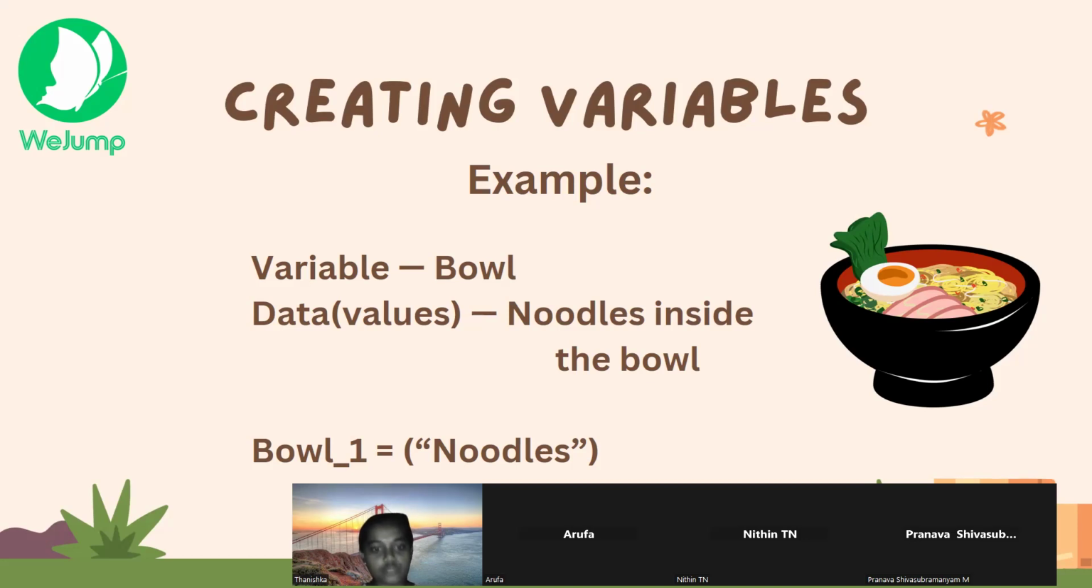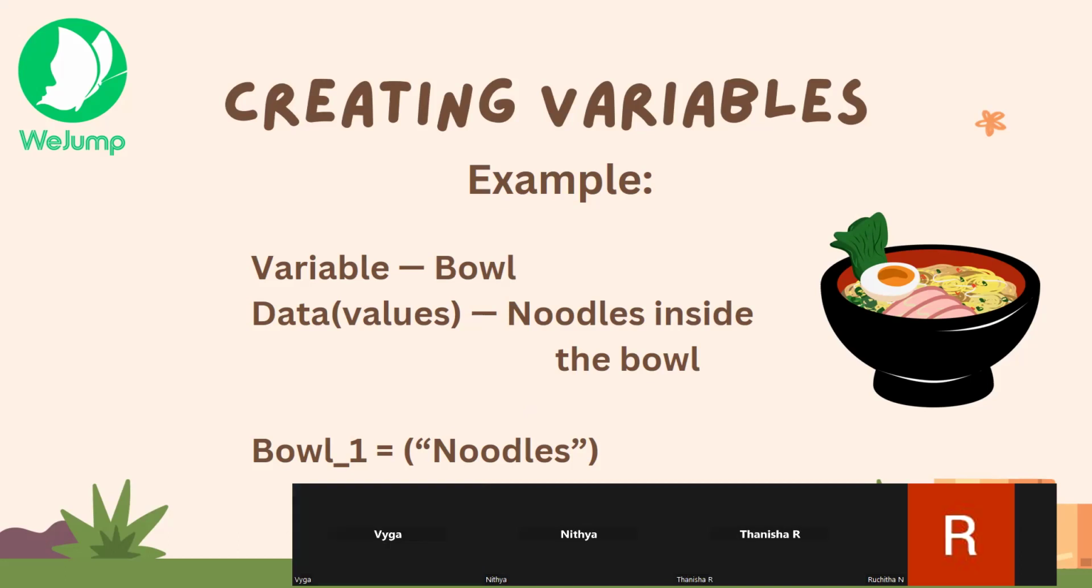So a container which holds some value. Here you can see bowl1 is equal to noodles. Noodles is the value which is inside the bowl1 variable. You store this because in your program you'll be using this, so it stores in the memory. Okay. So do you guys have any doubt regarding the variables topic? If you have any, then let me know.